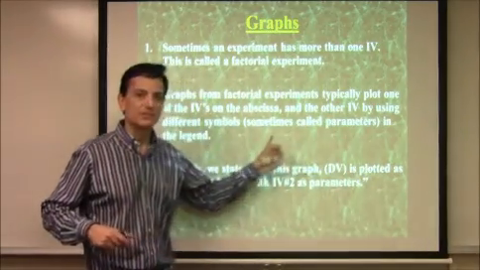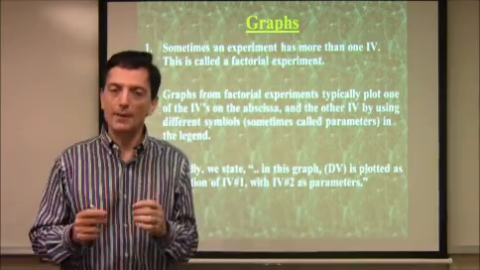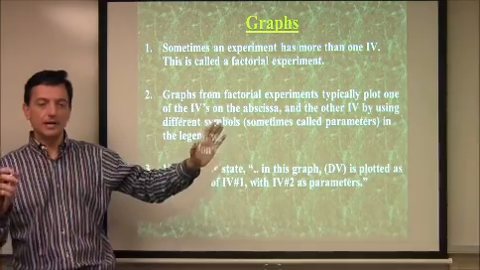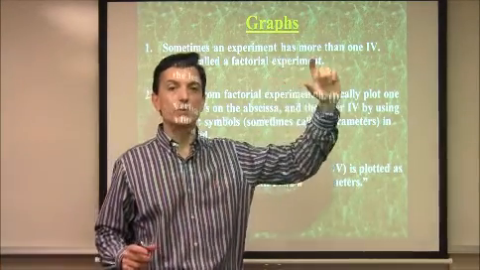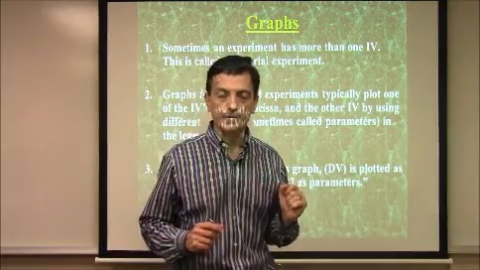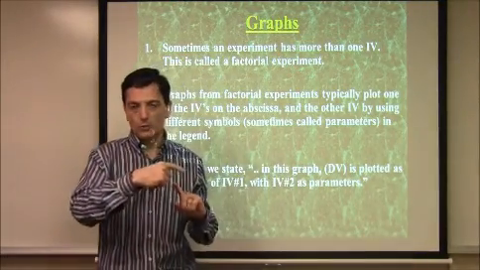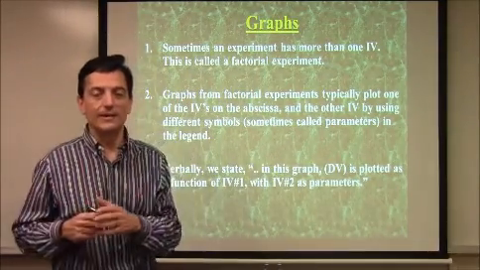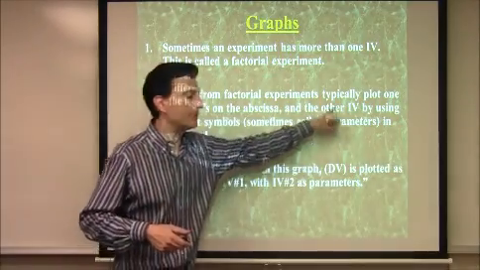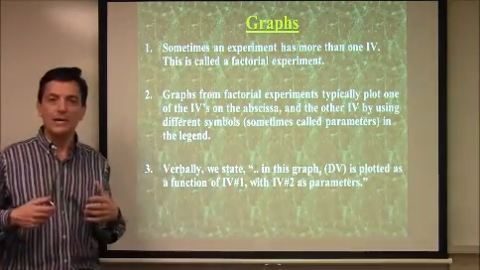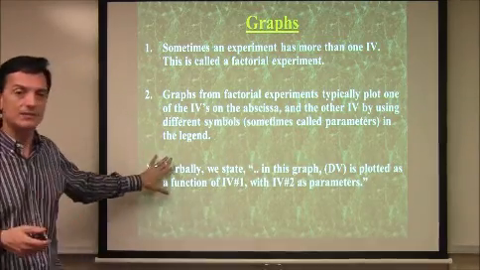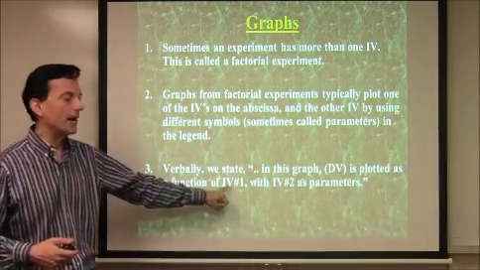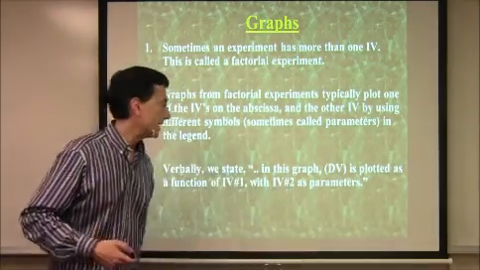So the idea is typically this. We typically plot one of the IVs on the abscissa, and the other IV by using different symbols in the legend. And we call these different colors in the legend, or different dashes in the legend, we call these parameters. So just for clarity, we've used the word parameter twice in this video in 2 slightly different ways. First, we introduced parameters in contrast to statistics. Parameters like mu and sigma describe a population. Statistics like x bar or lowercase m or s describe the sample, okay, the mean and standard deviation of a sample. Here we're using parameters to refer to the different colors in our legend whenever we have more than one independent variable. And here's our variation on the script. In this graph, DV is plotted as a function of IV number 1 with IV number 2 as parameters.